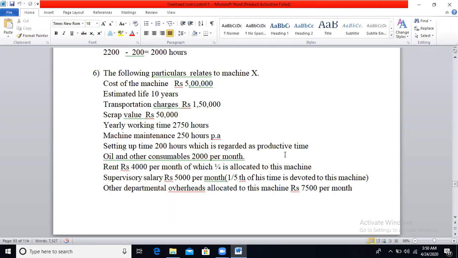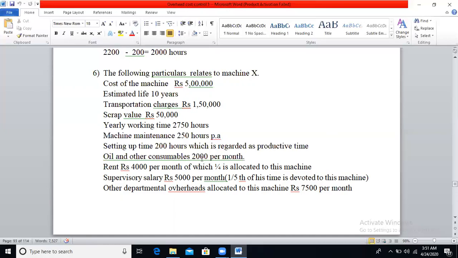If it is regarded as a productive time, then this item should be ignored. Then oil and other consumables, 2000 per month. So here we are calculating on a yearly basis. Here they have given yearly working time. Oil will be constant, or the same, with the use of machines. That's why oil and consumables will be the same with the use of machine. That's why it is a standing charge. Here they have given it in months, you have to convert it into year.